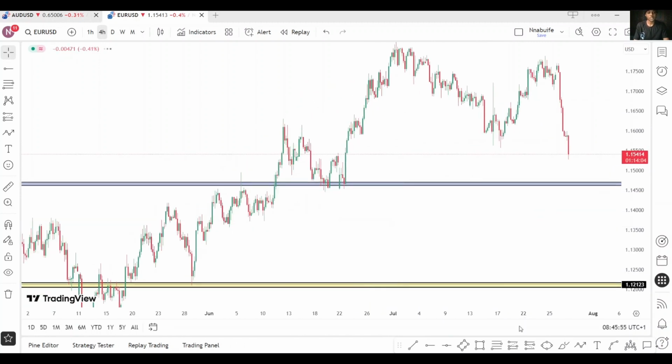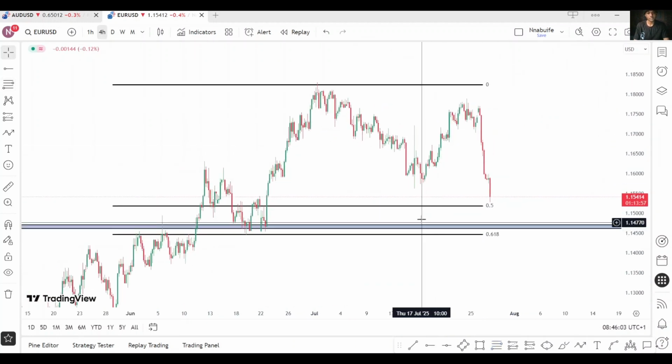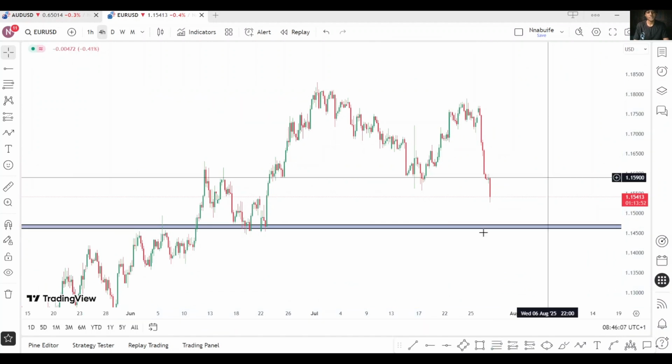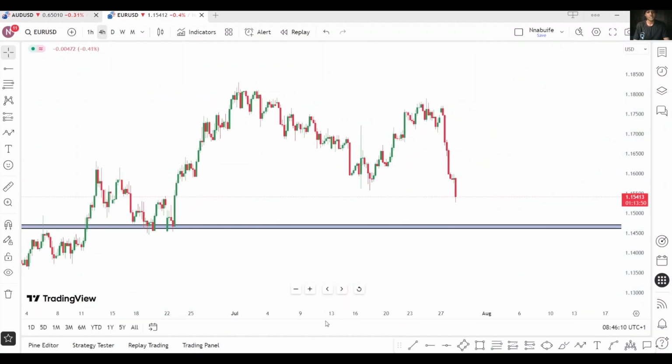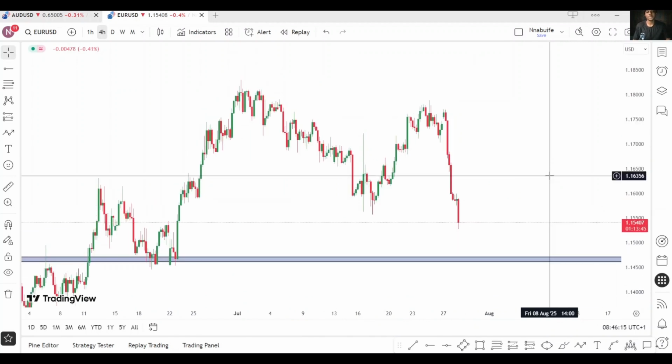Let me show you guys how I drew the Fibonacci. Swing low to swing high. You can see everything lining up. Wait for the bounce off of here. But unfortunately, Euro USD moved left while we moved right. So it didn't go as planned.